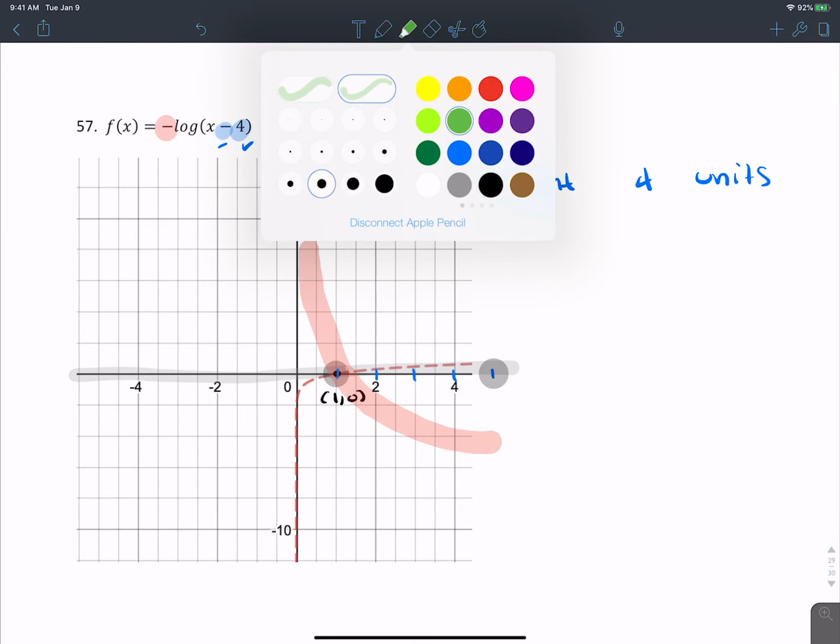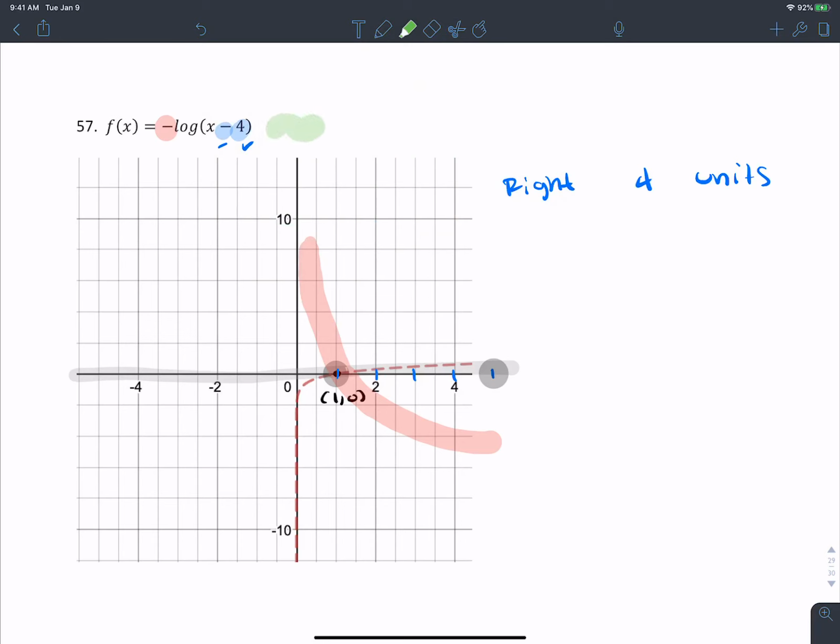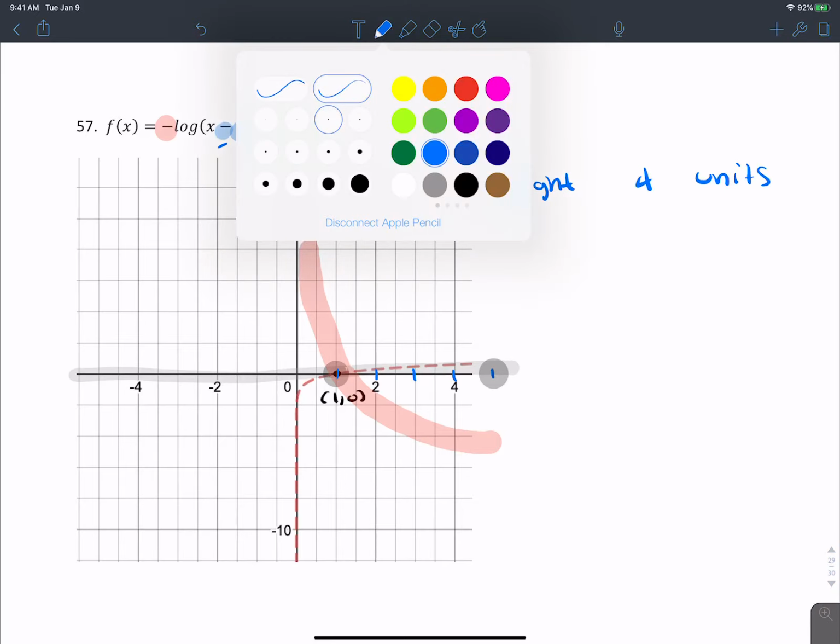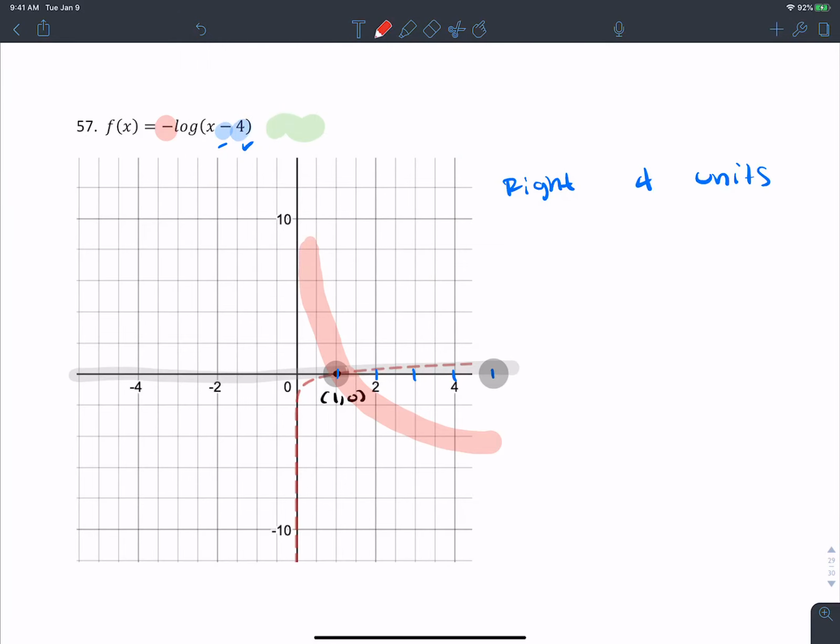There is no up or down shift because you have no value out here. So if I move that reference point only to the right 4 units, I have to consider moving my y-axis here to the right 4 units as well. So if I do that, this would be 1, 2, 3, 4. That's the location again of my imaginary new y-axis, going through x is 4, and I never crossed that.